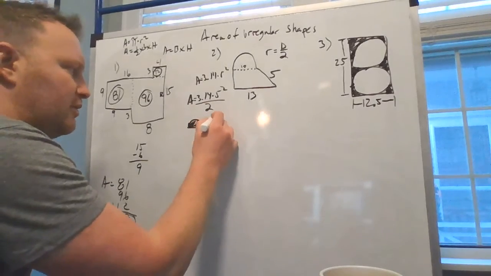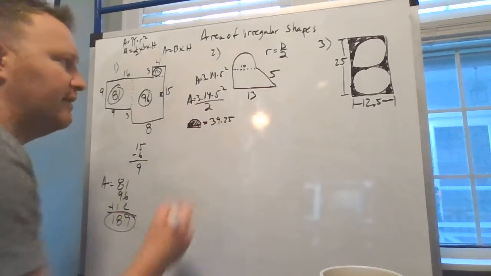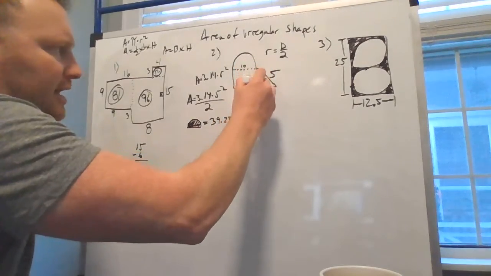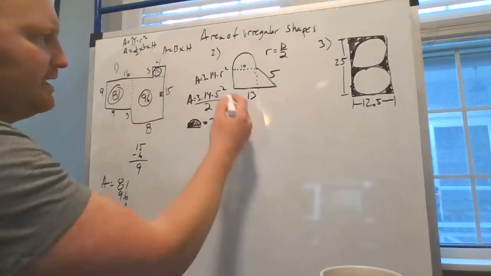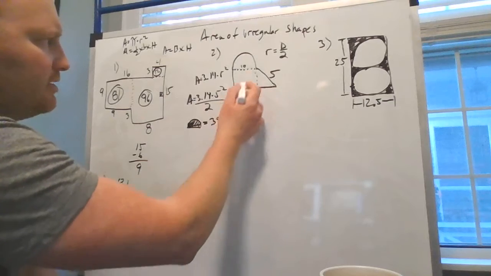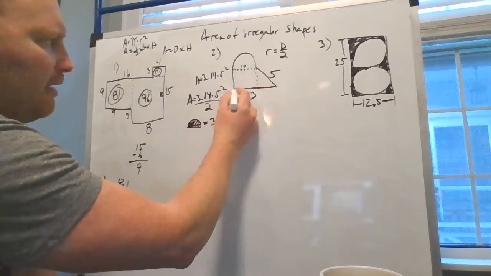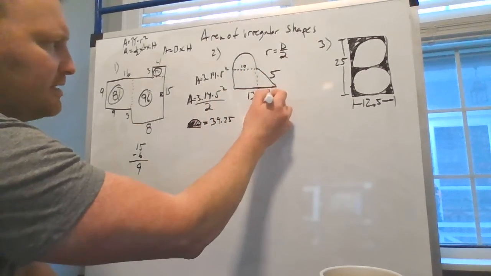Alright, that answer is going to be 39.25. I've got to now chop this guy up. Ooh, and all I got is this right here is 13. This whole thing is 13. Well, from here to here is 10. I know from here to here is 10, so left over here, this has to be 3.